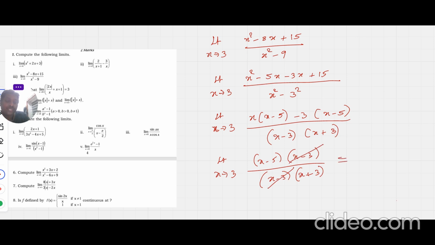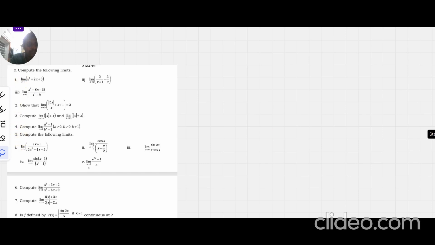So now you need to substitute 3 in the place of x. So (3 minus 5) by (3 plus 3), that is equal to minus 2 by 6, so equal to minus 1 by 3. That will be the answer. Understood? Yes, sir. Next question. Second question.